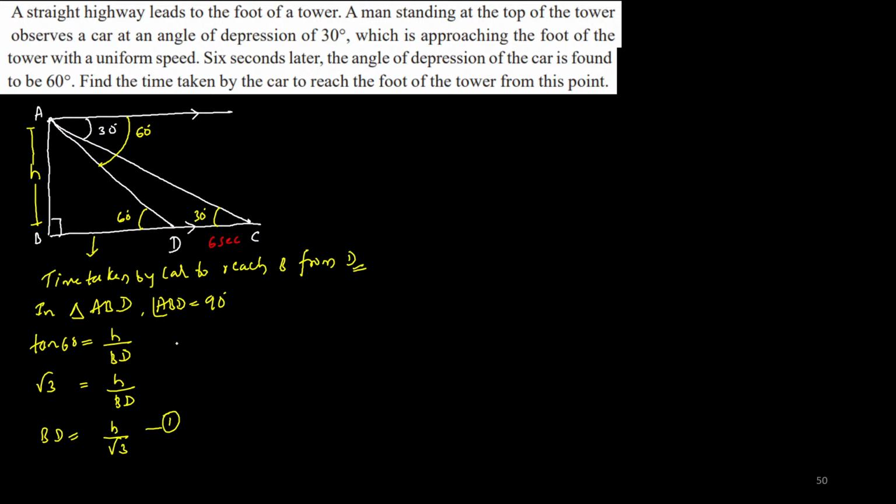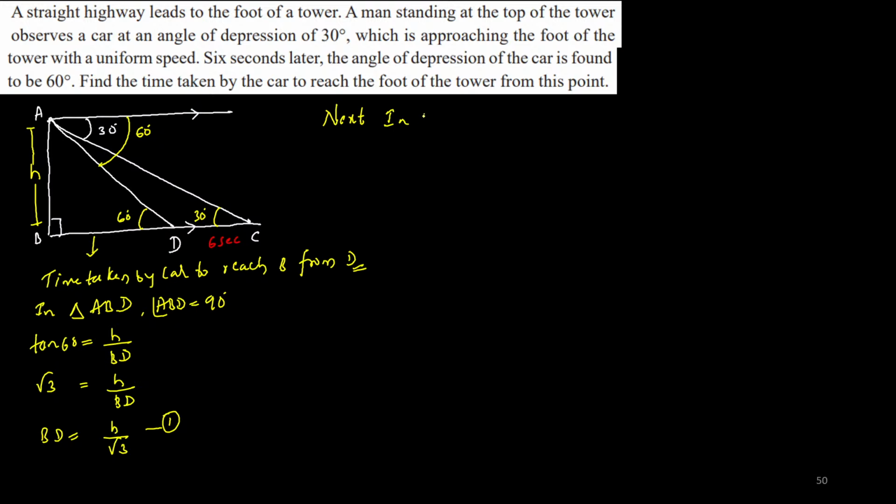I just call this equation 1. So you must know what we have taken over here in triangle ABD: tan 60 is equal to h by BD, and tan 60 is root 3, so h by BD. I have made BD the subject of the formula, so I can write this one as h by root 3. Next, in triangle ABC I will take.